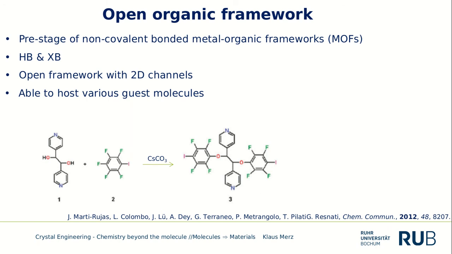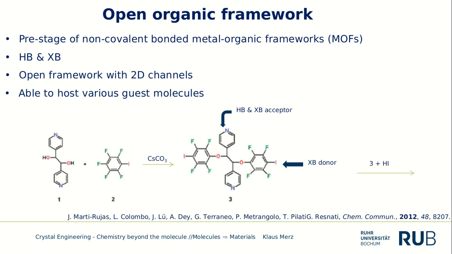From the viewpoint of crystal engineering, how can you use it? Well, we have two interesting centers. One is nitrogen, a really nice acceptor for hydrogen bonding and halogen bonding. And we have this iodine substituent. This is a halogen bonding donor.